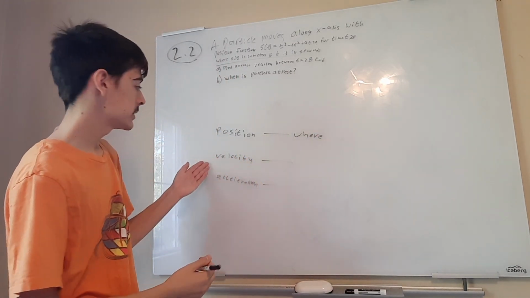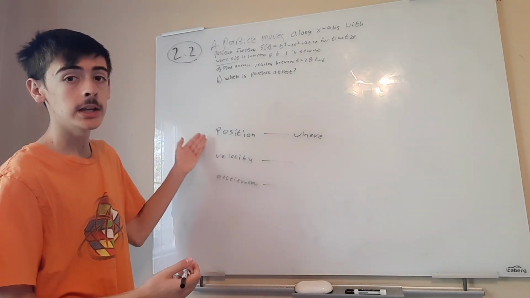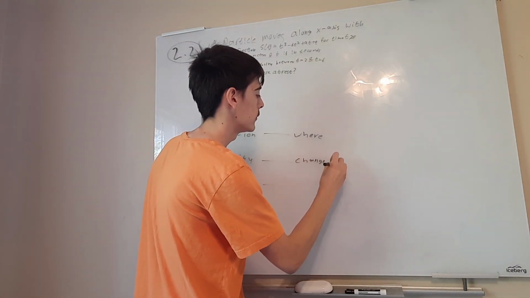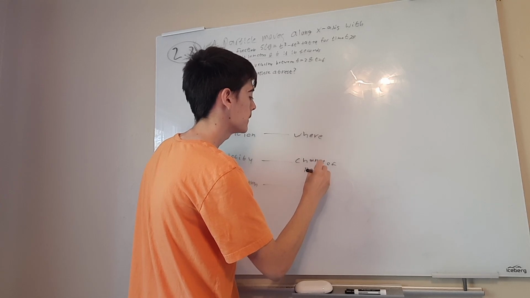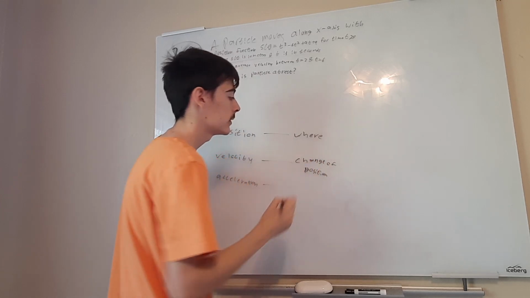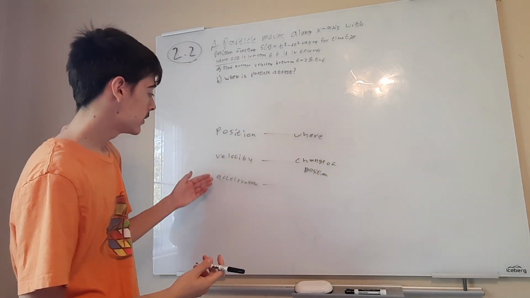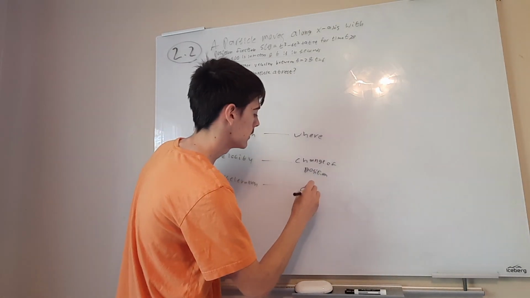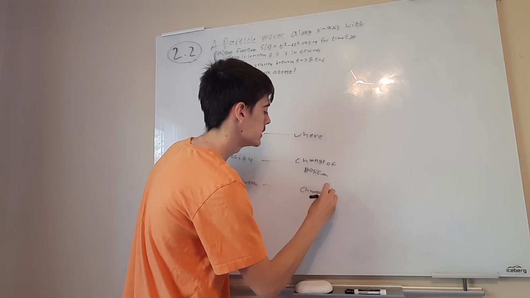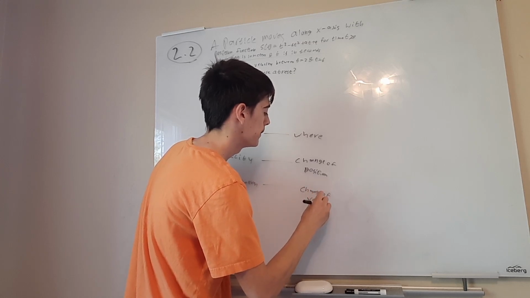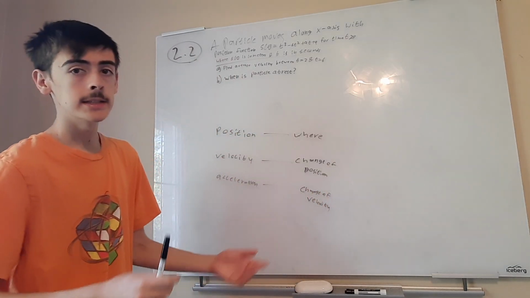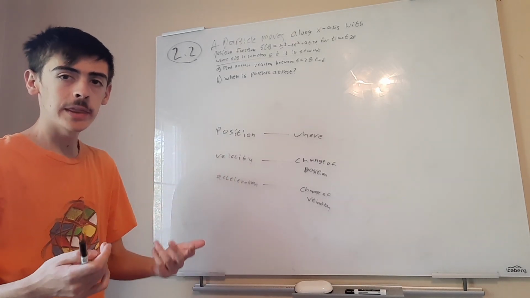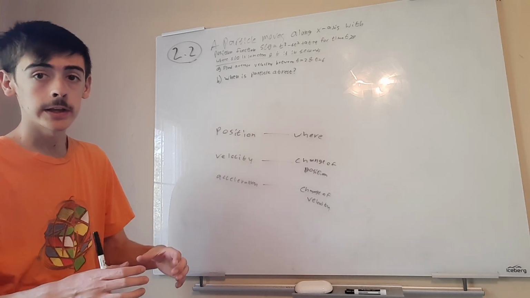If we're talking about velocity, velocity is going to be the change of position. And acceleration is almost the same thing, but rather than being the change of position, acceleration is the change of velocity. So with this insight, we go back to our problem. When is the particle at rest? At rest, if we think about it, means that it's not moving at all.